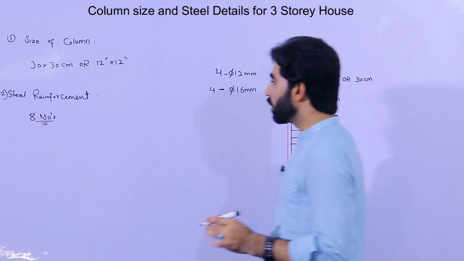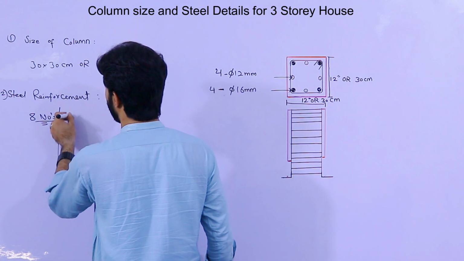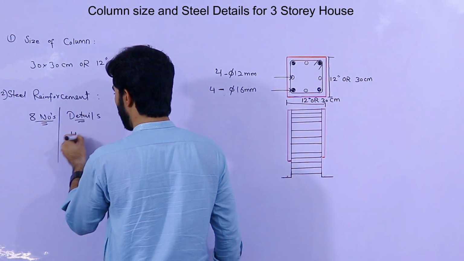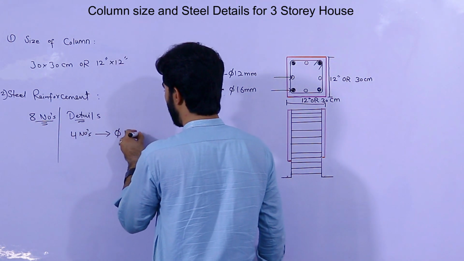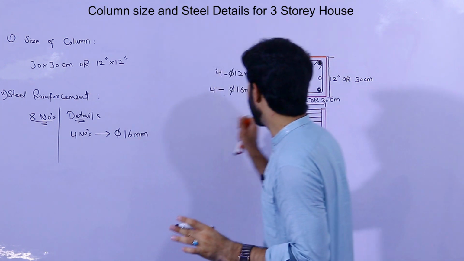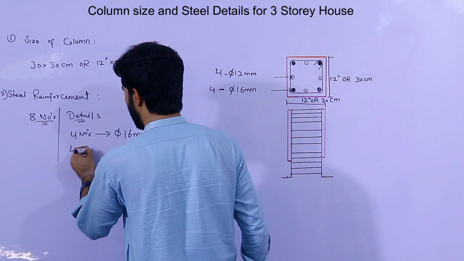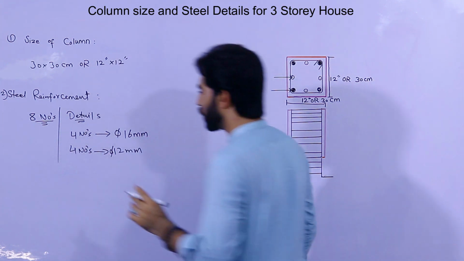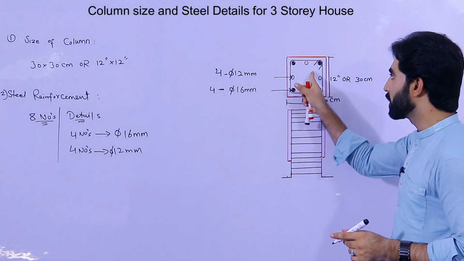Here you can see the details: 4 numbers of 16 mm main steel rods, the corner steel rods, and 4 numbers of 12 mm. So these are the 8 steel rods. Now guys, the next one is for its stirrups.